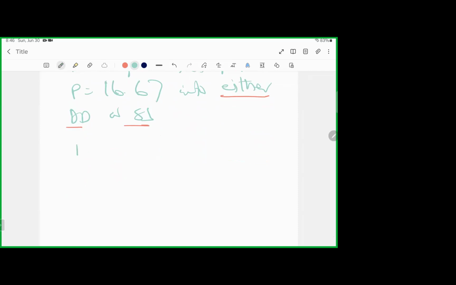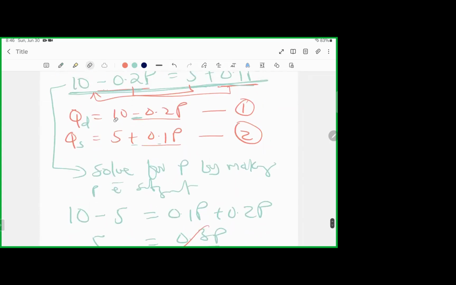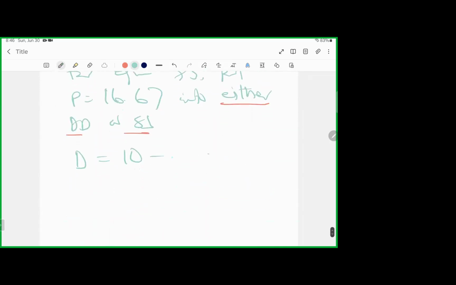And what was the demand equation? We said D is equal to 10 minus 0.2P. This is the demand equation. But P is 16.67. So in this case, we are going to have D is equal to 10 minus 0.2 times 16.67.